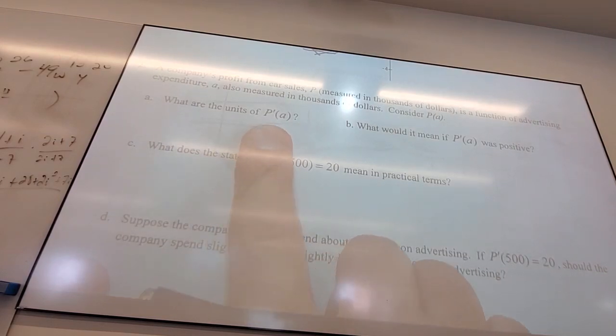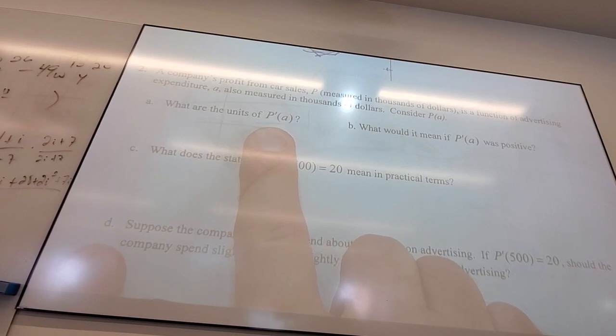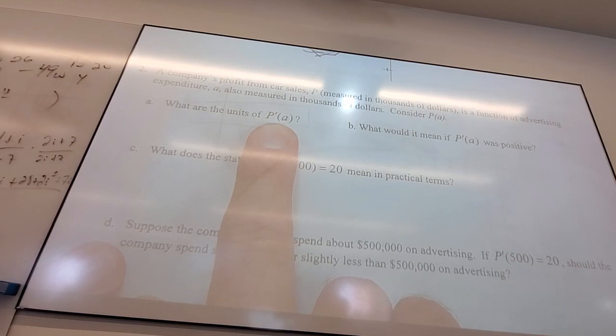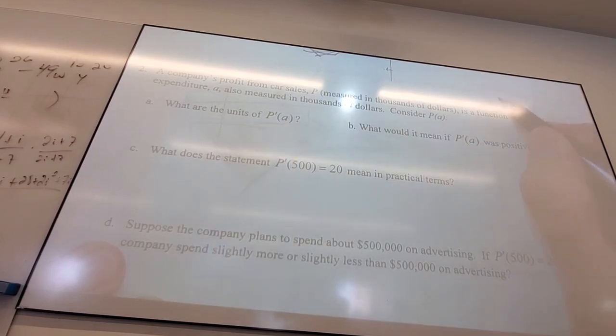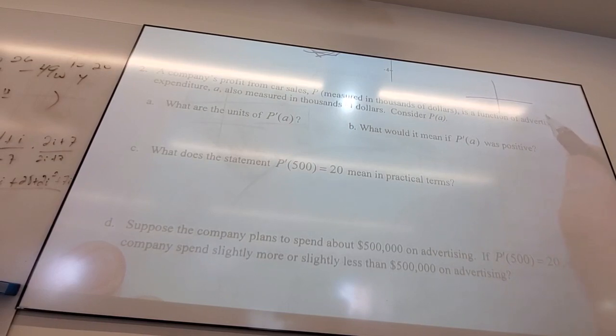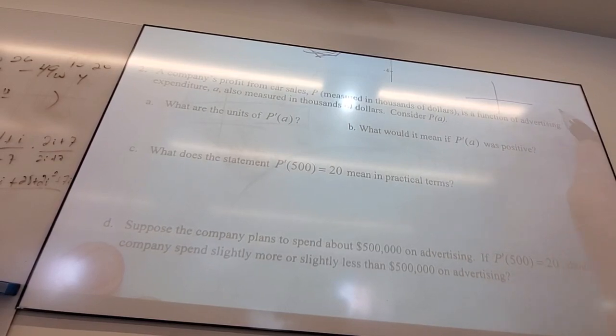So, this is going to be a little bit weird. P prime, what does that represent? Slope. I like it. What is my input variable? And what does A represent? Advertising expenditure, that's why I use the letter A. What does P represent? Profit.